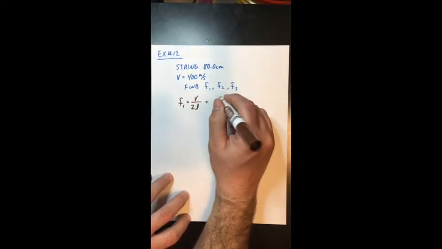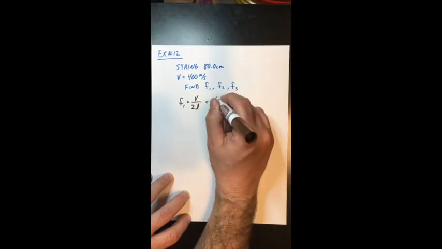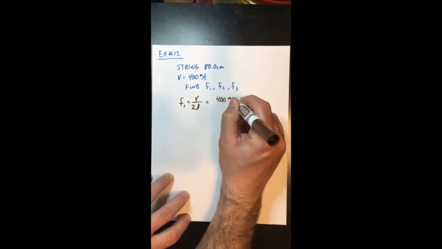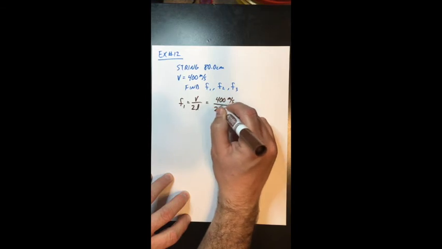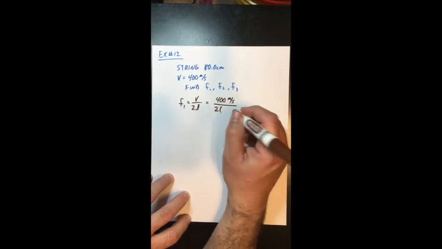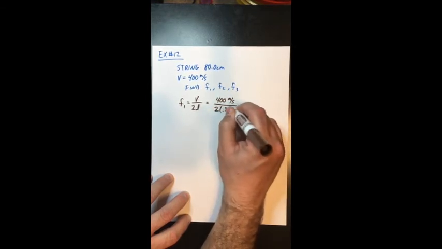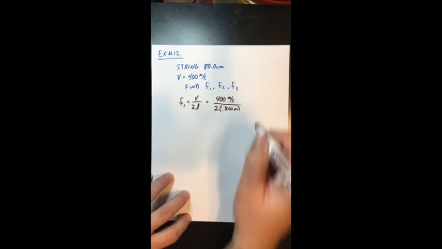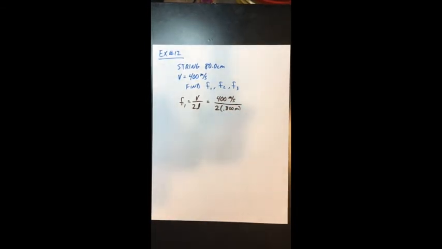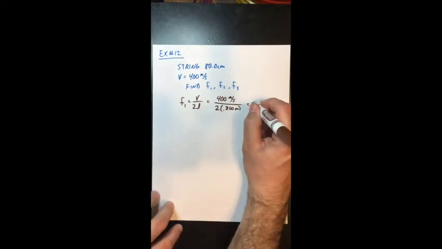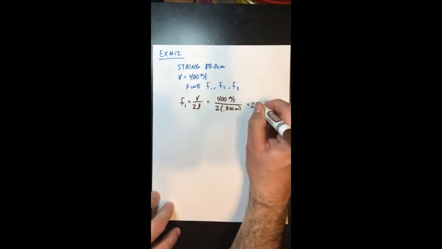So for this, our speed is 400 meters per second divided by 2 times the length, which is 0.8 meters. So 400 divided by 1.6 is 250 hertz. Oops, I missed half the number. 250 hertz.